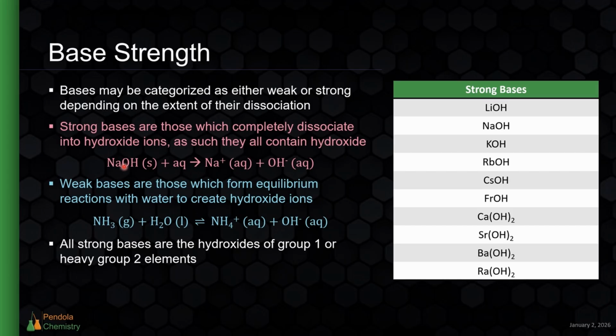Sodium hydroxide is an example of this. When sodium hydroxide is placed in water, it is extremely soluble, so it all dissociates into sodium ions and hydroxide ions. So any water-soluble alkali, any water-soluble hydroxide compound, is going to be a strong base. So essentially what this means is water-soluble hydroxide compounds, ionic compounds.